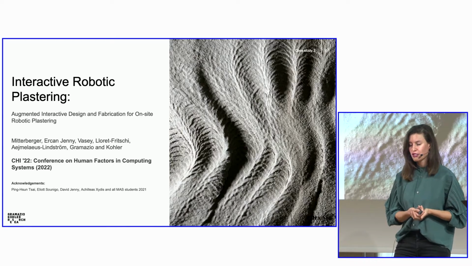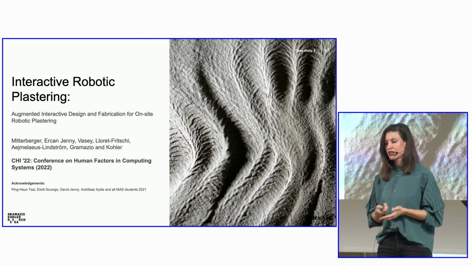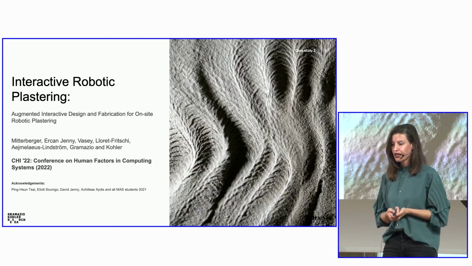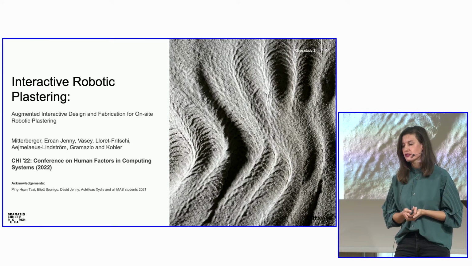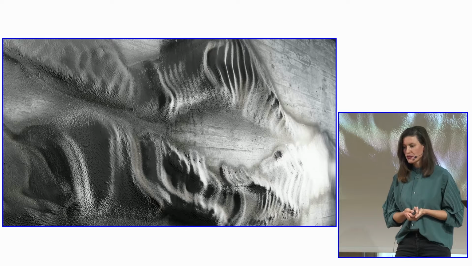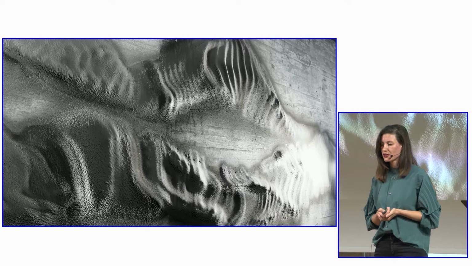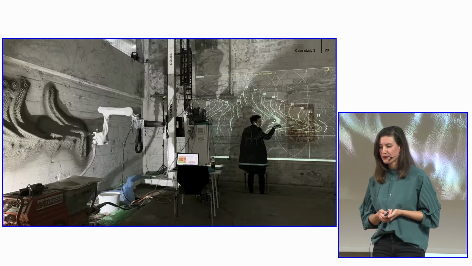It was done in collaboration with Selen Erkan Jenny, and combined an augmented interactive design and fabrication system with a robotic plastering process. It was the first time that a plastering process was paired with an interactive fabrication setup. And IROB aimed to discover the technological and aesthetical potentials of combining human intuition and creativity with robotic fabrication, and asks how we can enable humans to engage intuitively with an in-situ robotic plastering process.